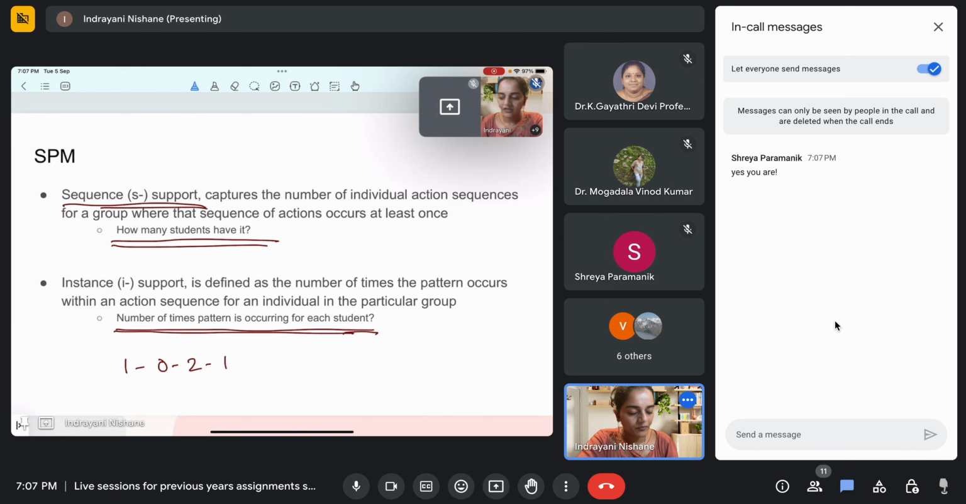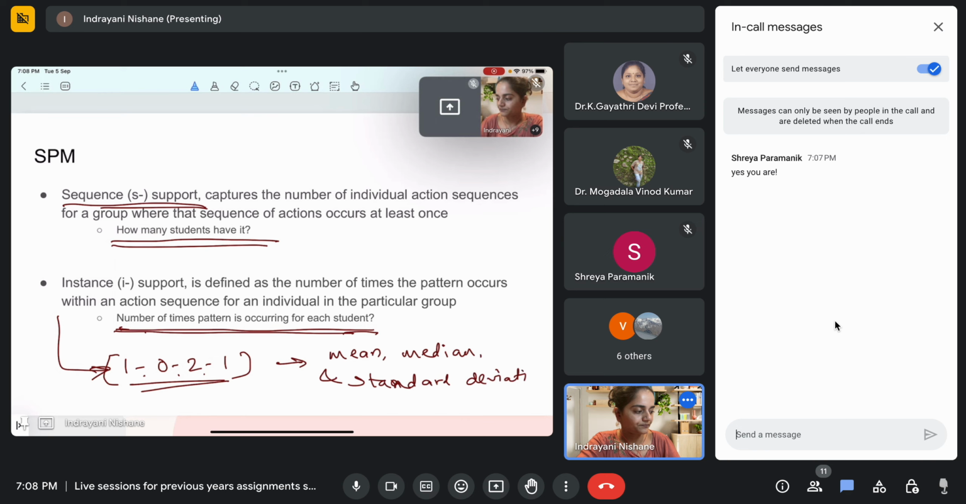Okay, so instance support is calculated for individual students, right? As the definition suggests, the number of times the pattern is occurring for each student. So it is also a collection of data points, right? There is a count of the pattern for each student. That is what we do for instance support. For I support, we can also calculate the mean, median, and standard deviation, as for every pattern the answer is a set of numbers.